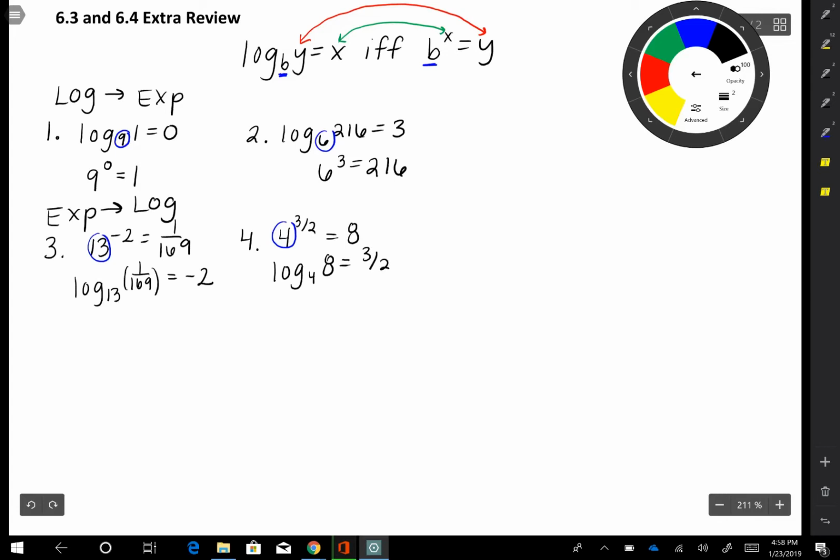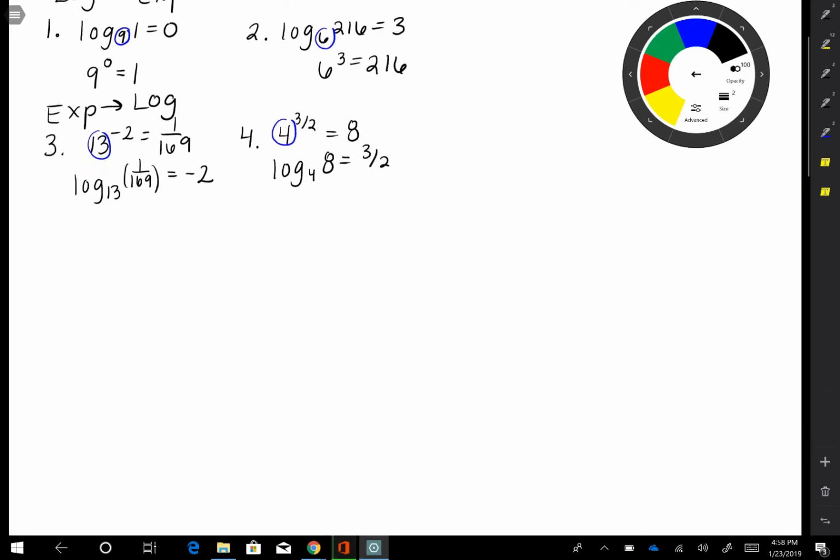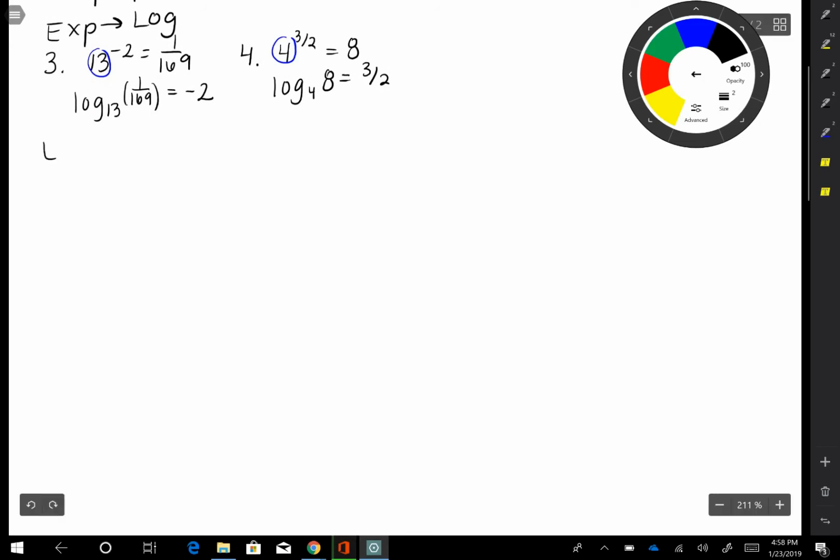Okay, so that was our first sorting target of 6.3. After we were able to switch between forms, we moved on to evaluating logs. And remember, we did these without a calculator. Evaluate means to find the value without a calculator. So for example, if I have just the log base 8 of 64, what I'm asking myself is, to what power do I take 8 to get 64? And that would be 2, because 8 squared is 64.